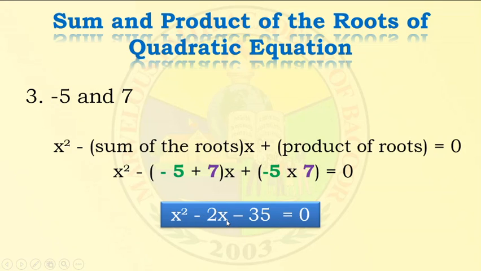Okay? And then next, plus quantity negative 5 times 7, the answer is negative 35. Okay? So, negative 35 times positive 1, the answer is negative 35 equals to 0. Okay? So, ayan na ngayon yung ating quadratic equation para sa roots ng negative 5 and 7.